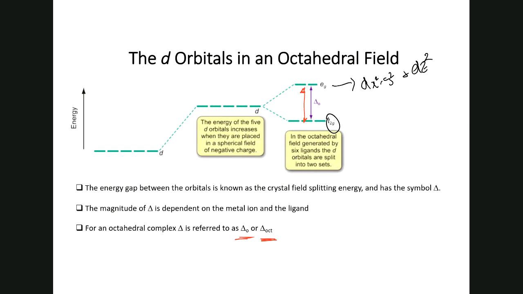Because you have the splitting, the color is going to come from electrons going from the t2g set to the eg set. The energy that promotes the electron from the lower set to the higher set comes from the visible spectrum, and that's why they're colored. We'll talk about this more next week, or you can read ahead in the text.